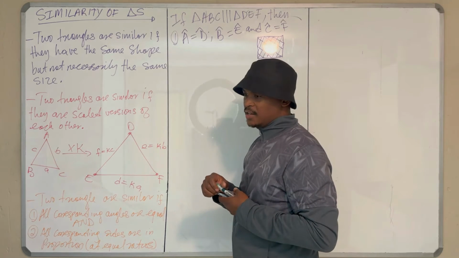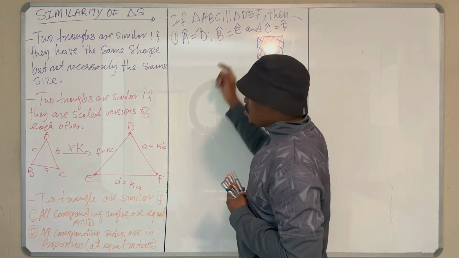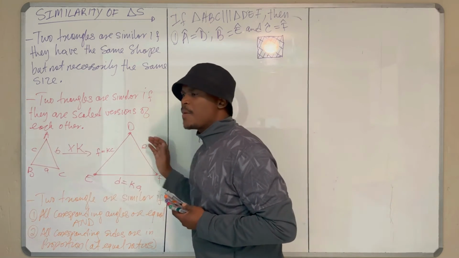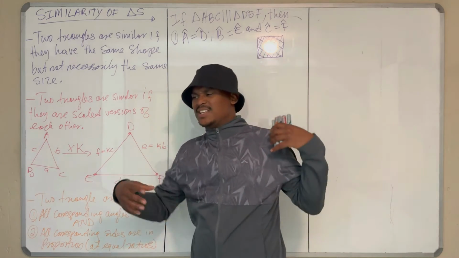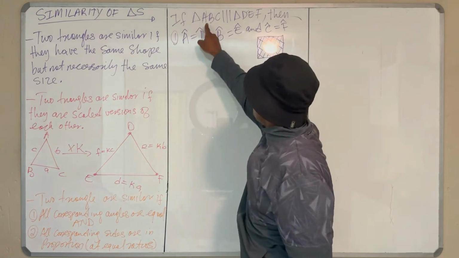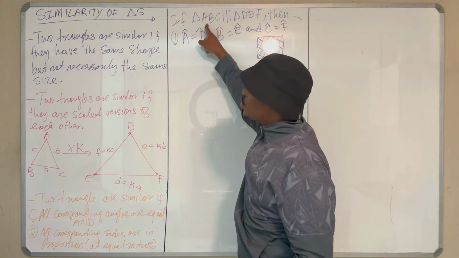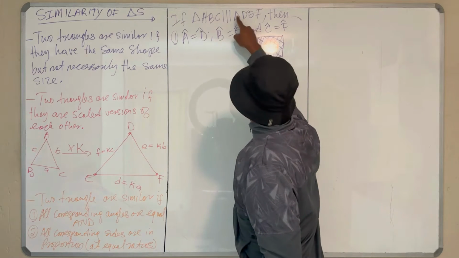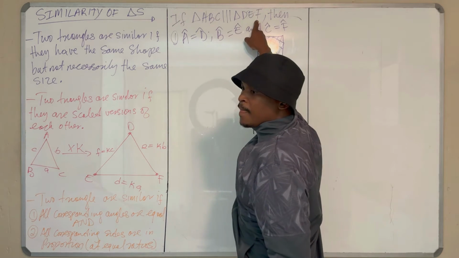I'm not sure if you understand. If this order of alphabets is correct, you don't need to stress much about what happens in the diagram, because the diagram might be rotated, can be upside down, can be in weird positions. But as long as you have this correct order of alphabets, it's easy, because you know your angle A is angle D, your angle B is angle E, your angle C is F.